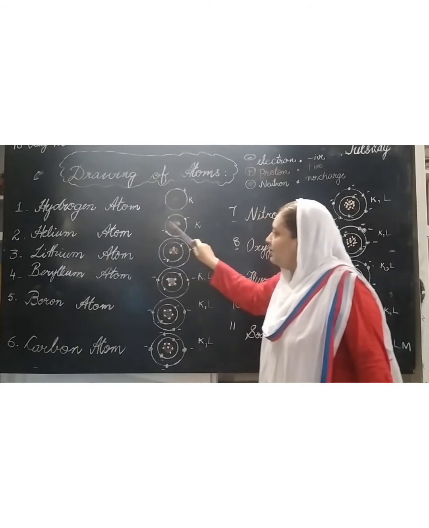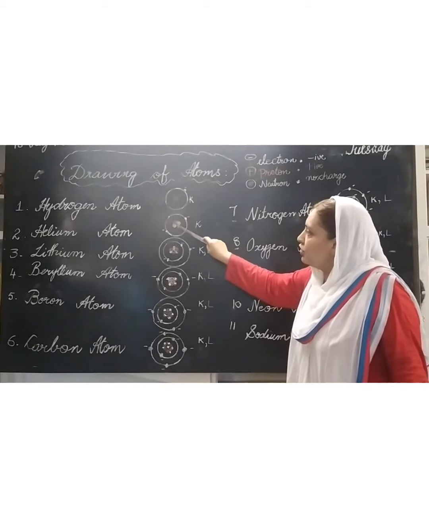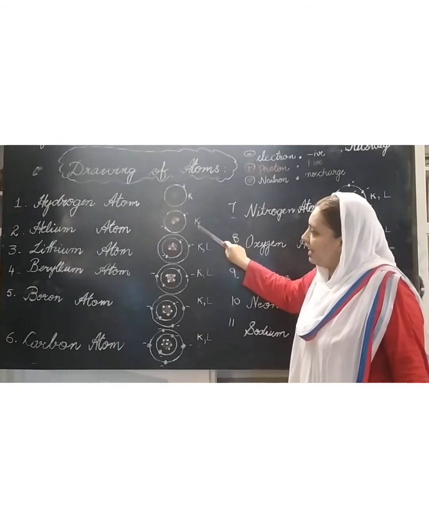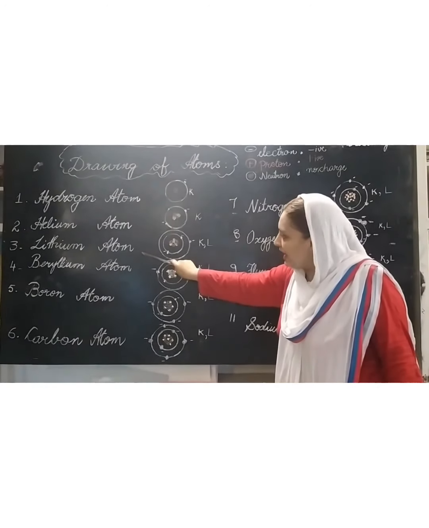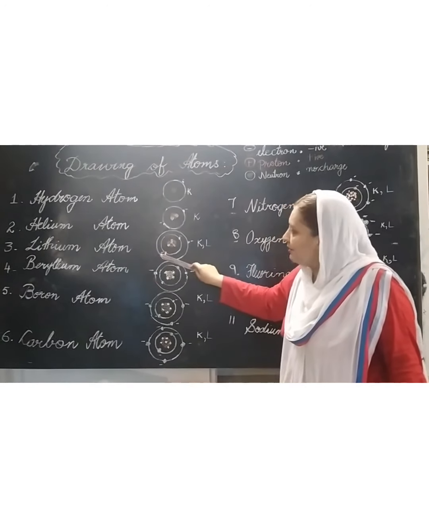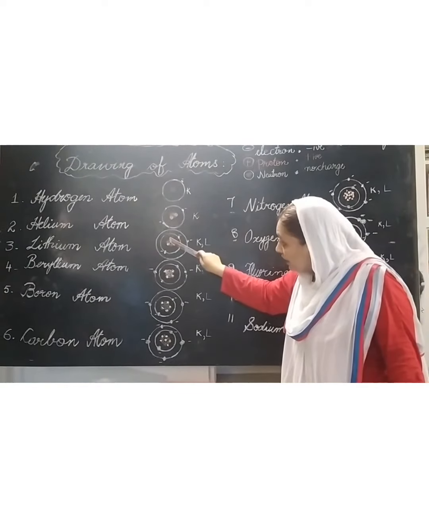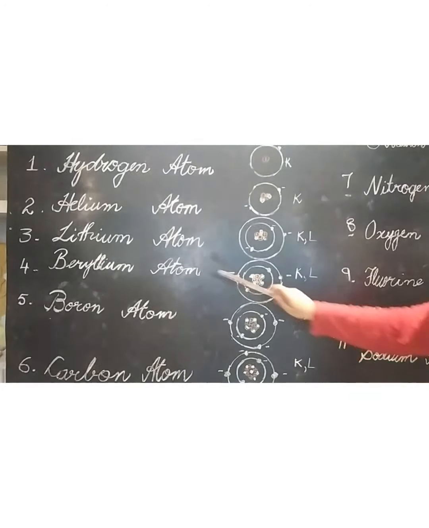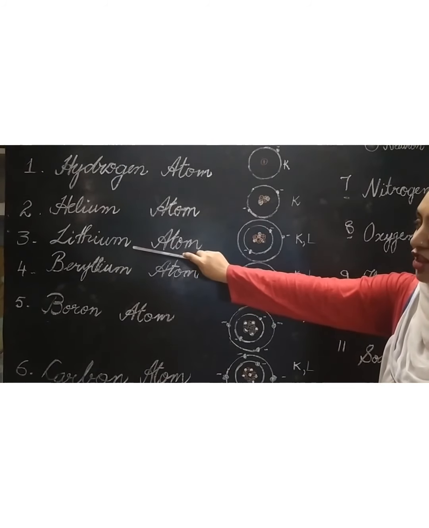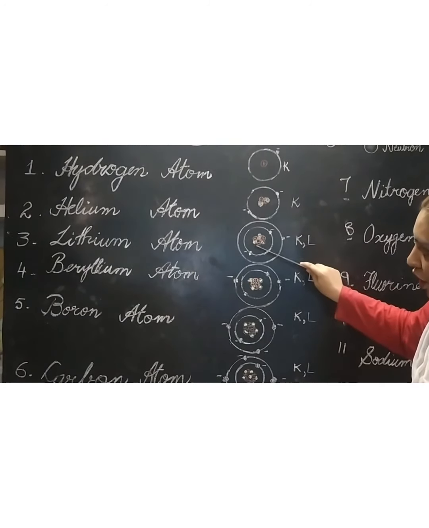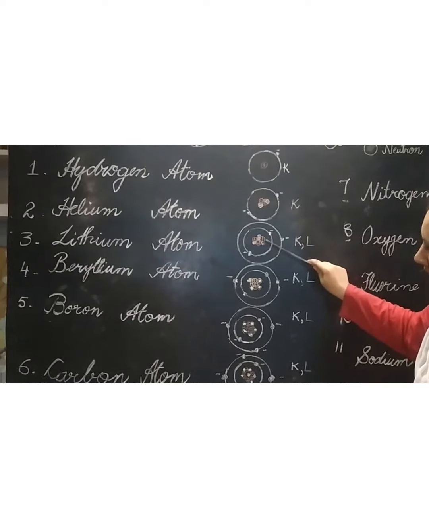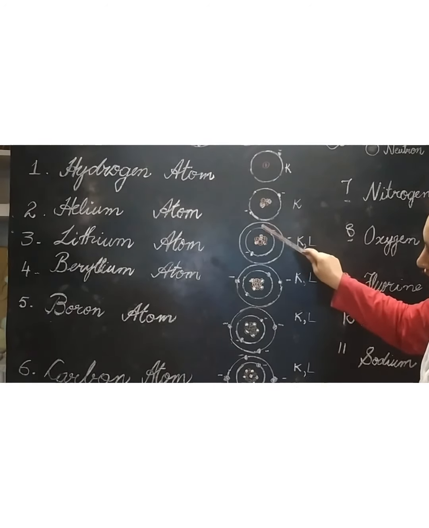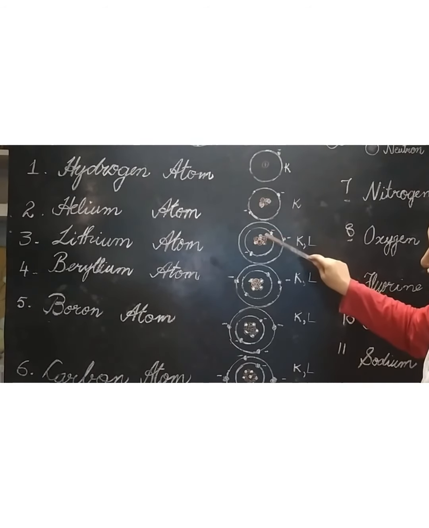Helium atom has two protons, two neutrons and two electrons in K shell. Next comes the lithium atom. Lithium atom has two electrons in its K shell. Lithium has three protons in its nucleus and three neutrons in its nucleus. Here is the chain. The K shell has two electrons.